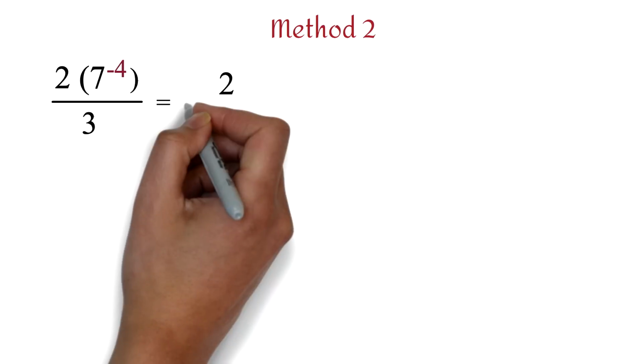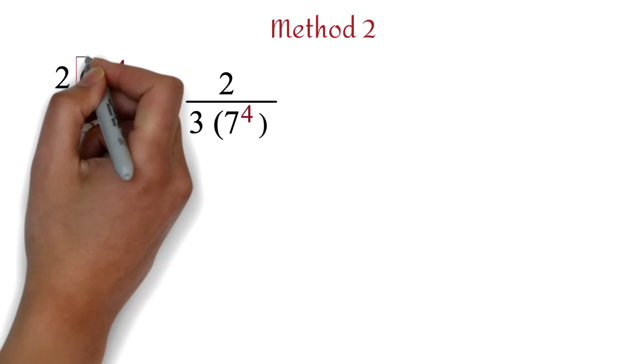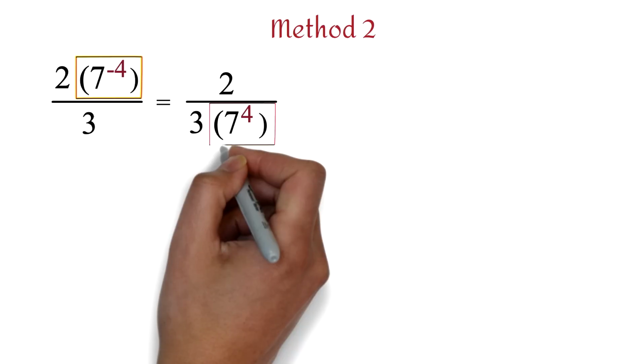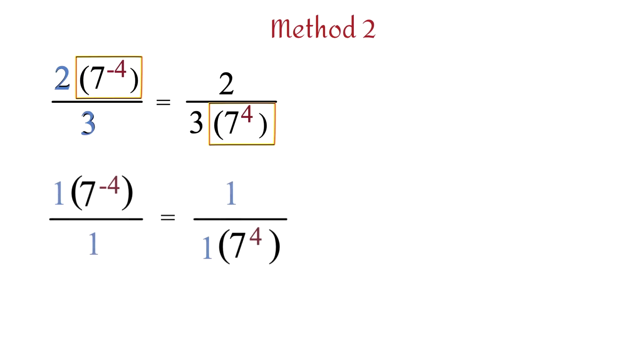So we have 2 over 3 times 7 exponent positive 4. The 7 exponent negative 4 in the numerator became 7 exponent positive 4 in the denominator. Notice that there's this 2 in the numerator and 3 in the denominator. If you are not given any values in either one or both, you can use 1. This is not a necessary step, but can serve as a guide.